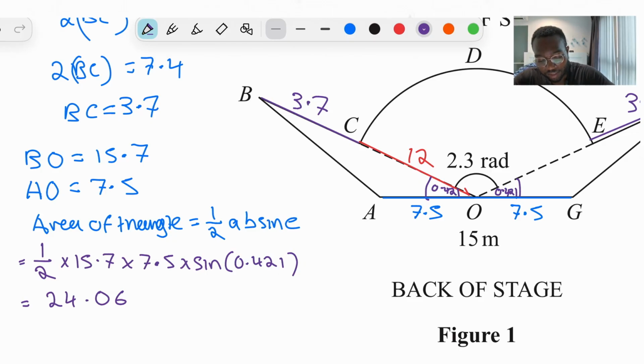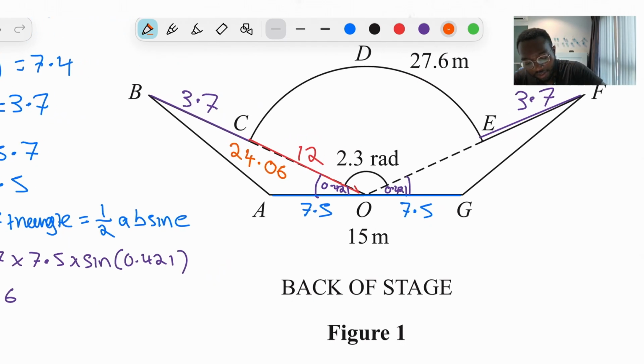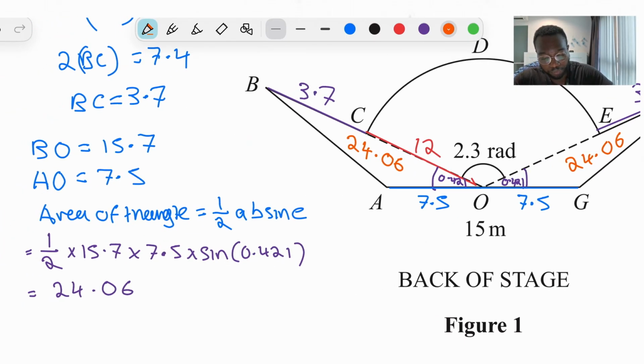Now that means, let's use the orange, that this area here is 24.06. That also means that this area here is also 24.06. So therefore, we need to times our answer by 2 or add it to itself. And if we times this by 2, to one decimal place, we would get 48.1. So now we have the area of the triangle.